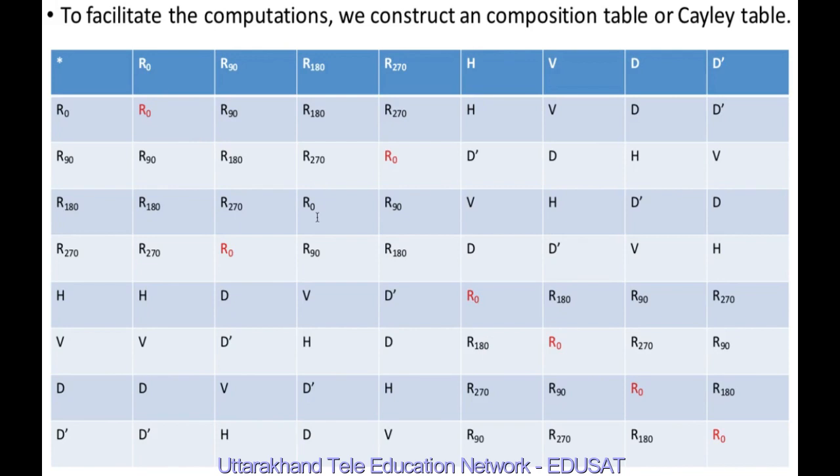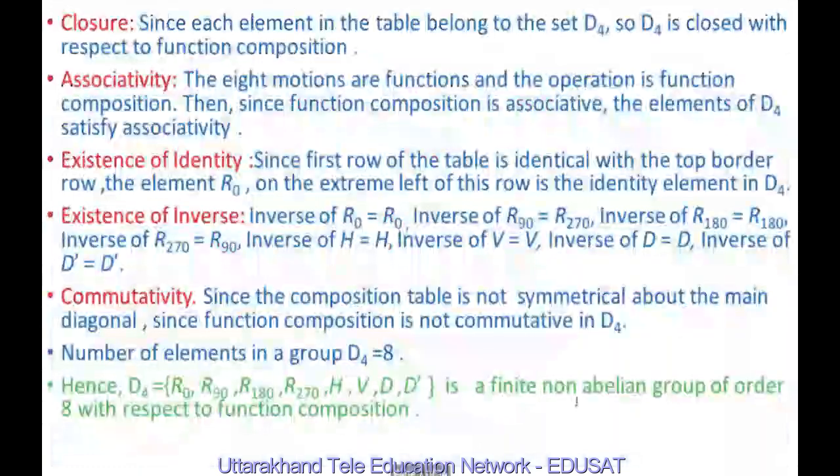Similarly, we may see from this table that in some cases the element towards the right and below the element of the main diagonal are the same, but in some cases it is not the same. So we conclude that this composition table is not symmetrical about the main diagonal. It means this group is not abelian, so it is a non-abelian group. Abelian is a name given to honor the mathematician Niels Abel, who was from Norway. So we have studied this table.